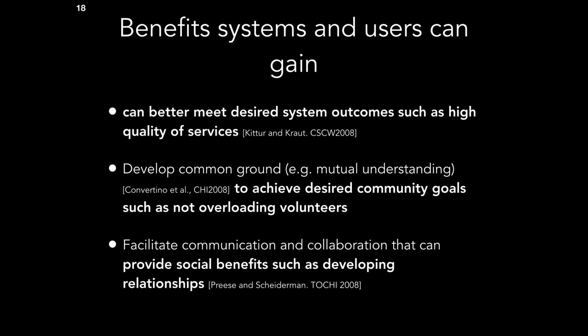The benefit of such coordination mechanisms in resource abundant settings is that they can better meet the desired system outcomes, such as high quality of service, and through communication and collaboration, they can develop common ground such as mutual understanding to achieve desired community goals such as not overloading volunteers. And because of all this communication and collaboration, they can also provide social benefits such as developing relationships.